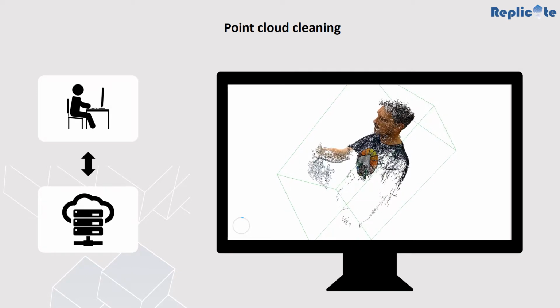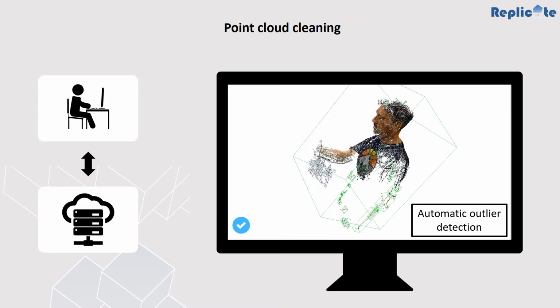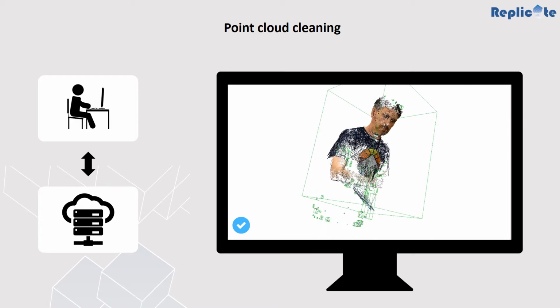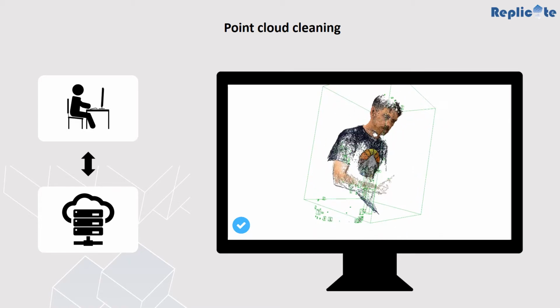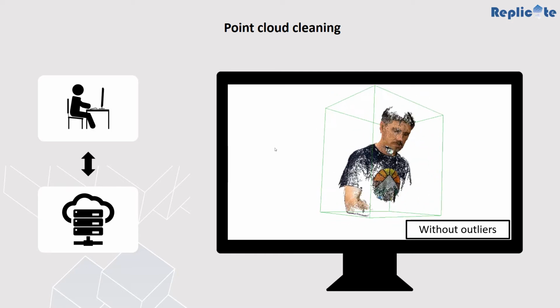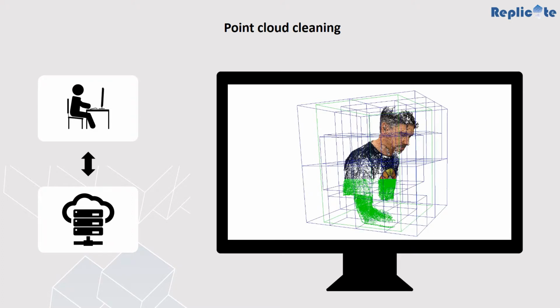the dense point cloud can be semi-automatically edited. Outliers are automatically detected based on their position and color. These outliers can then be deleted. A second editing step allows the user to manually select parts of the point cloud and to delete them.